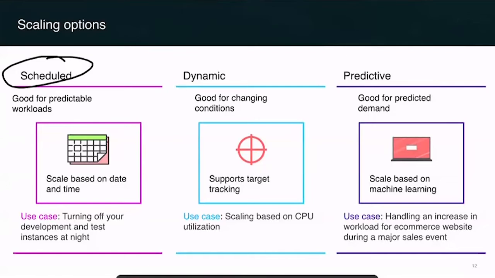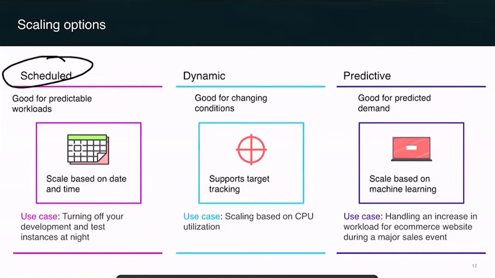The second one is called dynamic scaling. With dynamic scaling, we normally have a scaling target that monitors the infrastructure, and once your EC2 instances reach a specific threshold, it will trigger the auto scaling.